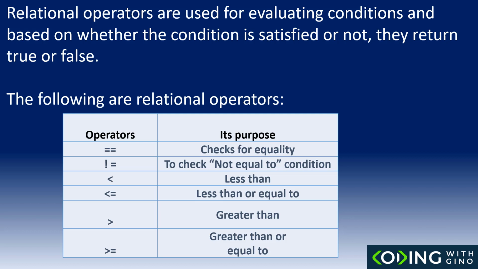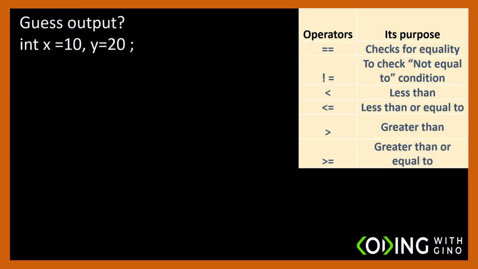They're very simple. Let's go ahead and look at the behavior of relational operators with real examples. We have two variables, x is 10, y is 20. If we write the condition x double equal to y, what would it print? Double equal to checks for equality, right? Is 10 equal to 20? No. Hence, the result returned by Java when it evaluates this condition is false.